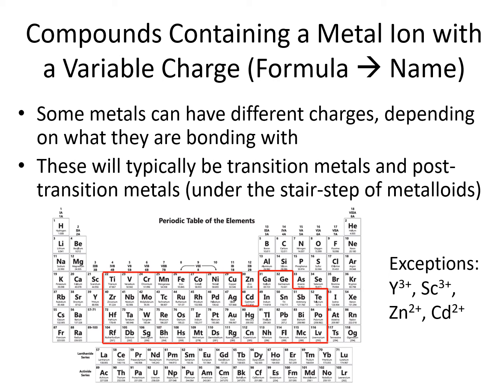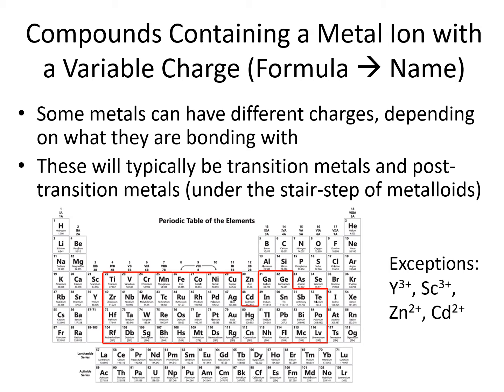Our third type of category for ionic compounds is those where the metal contains a variable charge. With groups 1A, 2A, and the top of 3A, the charge of the metal depends on what group it's in, but most other metals have variable charges. These metals with variable charges are transition metals and post-transition metals. The post-transition metals are the metals under the stair-step of metalloids.